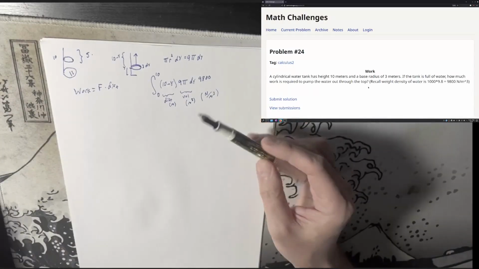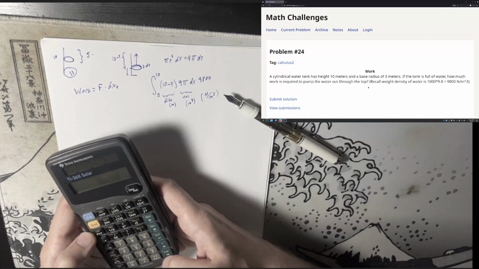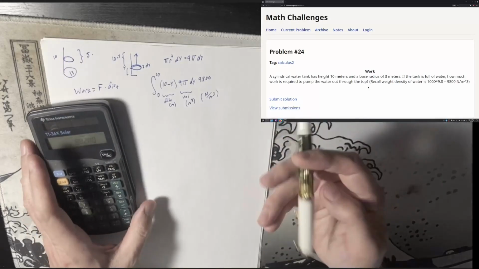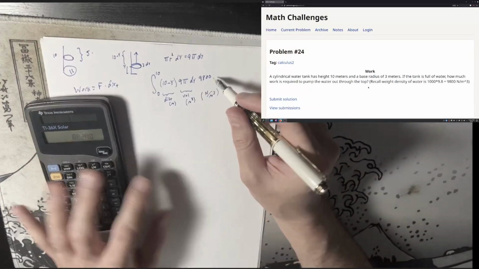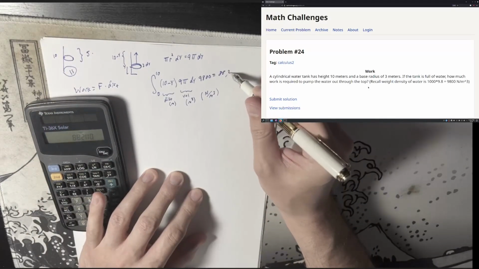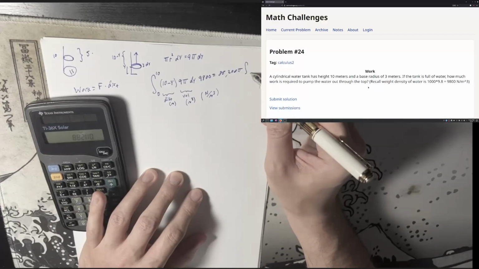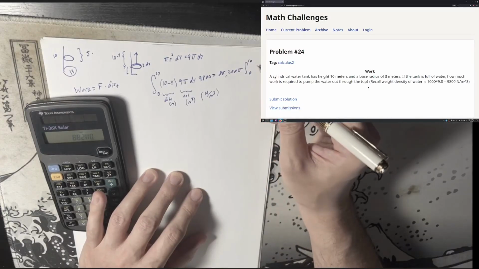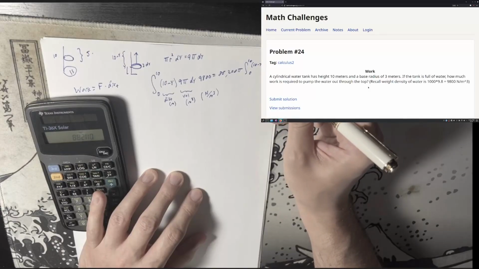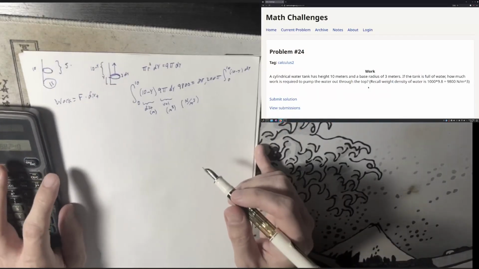So now I've got that number. Let me see, I think I'm going to get 88,200. This is 88,200 pi times this integral. Anyway, I don't know if you can see that.